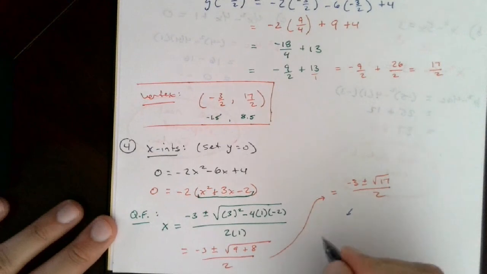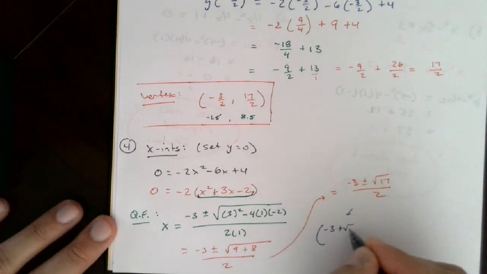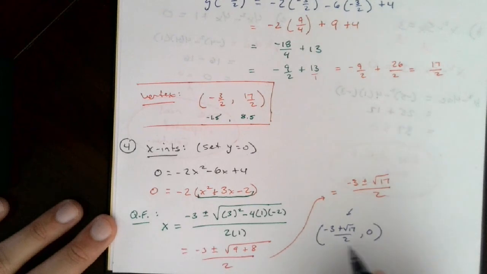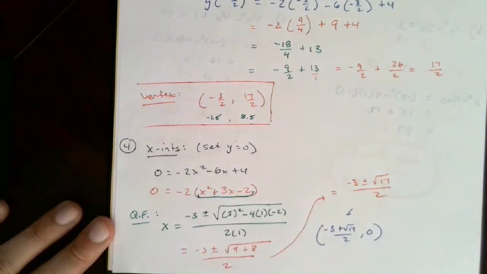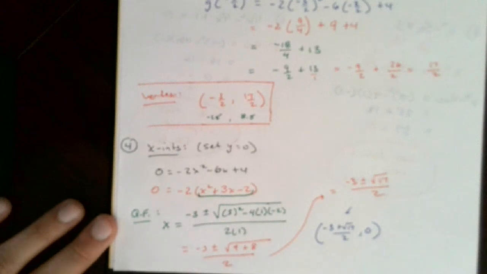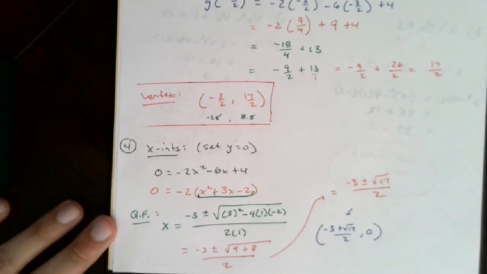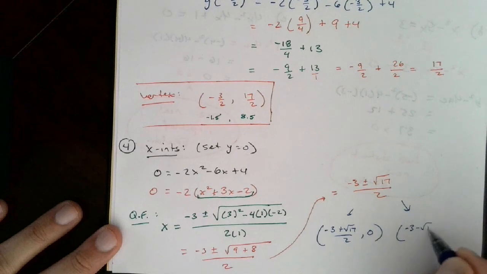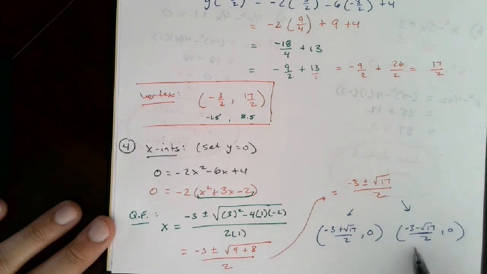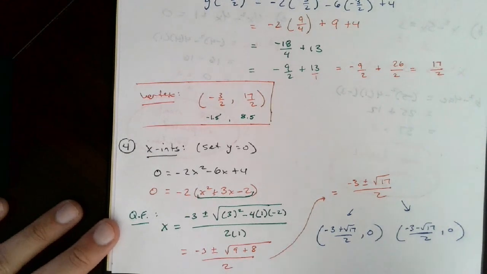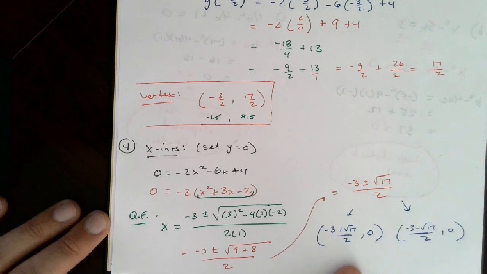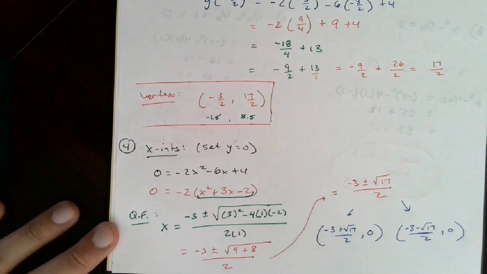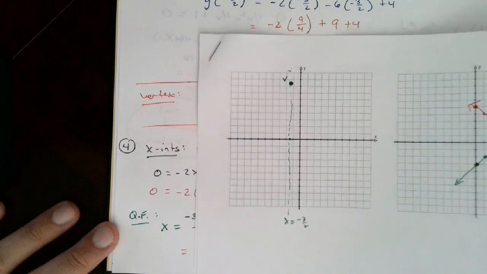So the x-intercepts are negative 3 plus the square root of 17 over 2, comma 0, right? The x value is this, the y value is 0, always for the x-intercept. And for the second x-intercept, it's going to be negative 3 minus the square root of 17 over 2, comma 0. Again, it's an x-intercept, so the y value is 0. It's where it crosses the x-axis. Now, that's fine and good, but it might not be obvious to you where these fall on our grid that we're normally graphing with.